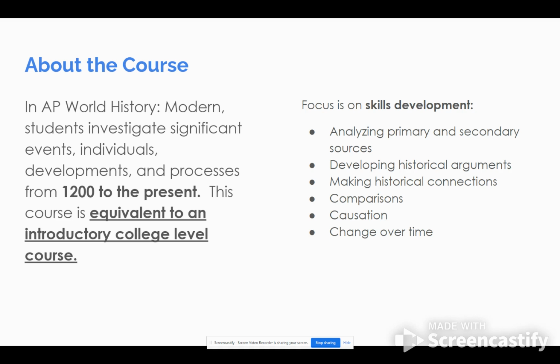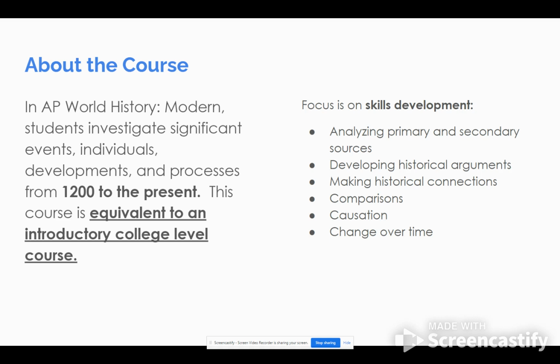The purpose for that really is to help students prepare for the AP exam so that they have the chance to potentially earn college credit. This course really does focus on skills development as well to get you ready for that AP exam in May of the school year. This includes things like analyzing primary and secondary sources, developing historical arguments, so how do you write about history, focusing on thesis statements and using evidence, making historical connections.